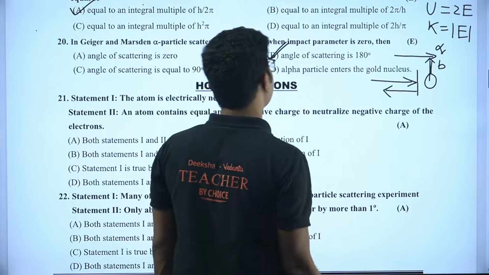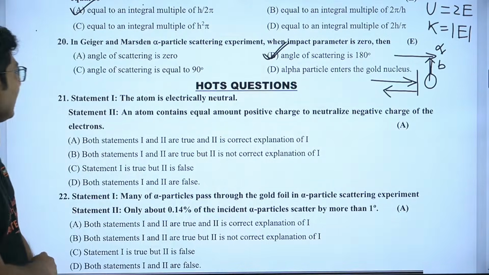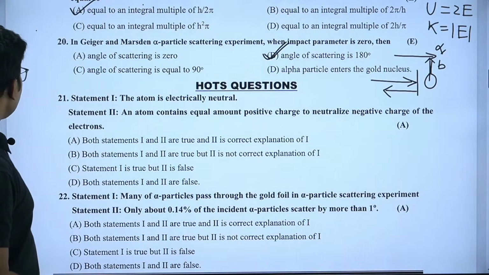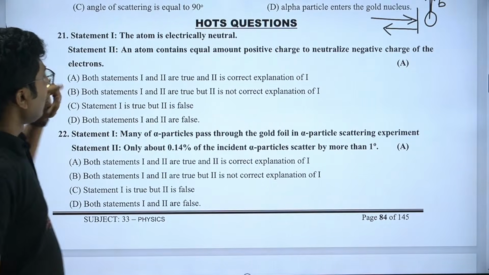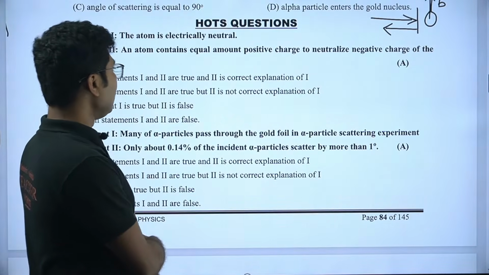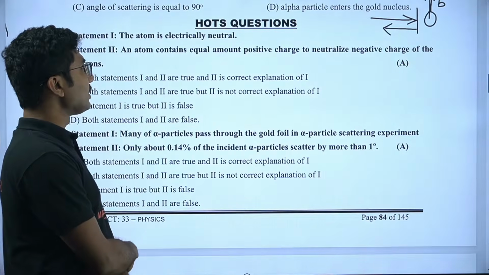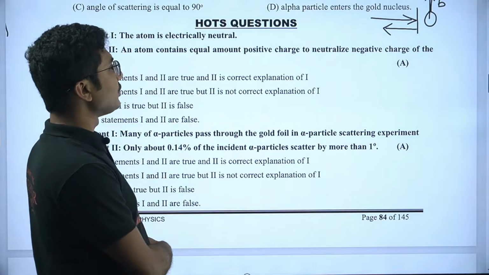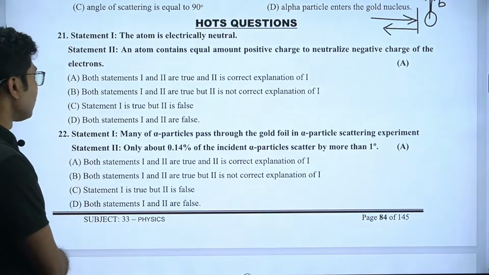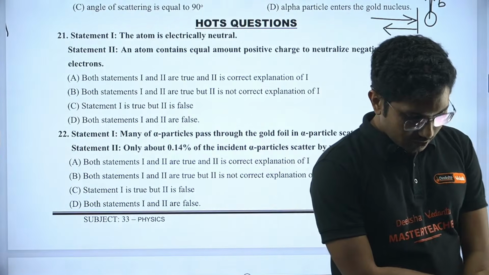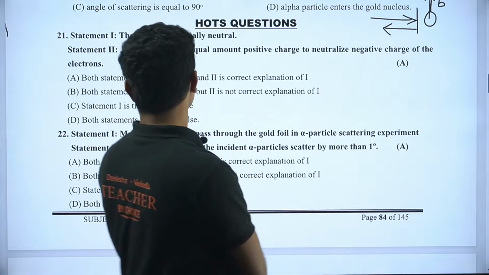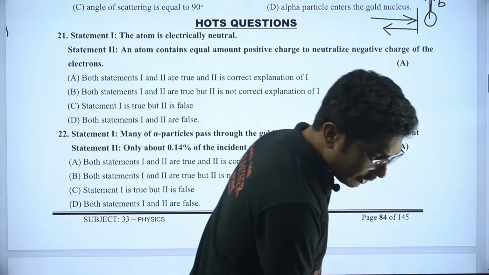This is a slightly tricky question. Even though it is given in the easy category, this is not super easy. Now the next few questions are statement based questions. The atom is electrically neutral. An atom contains an equal amount of positive charge to neutralize the negative charge of the electrons. Question number 21. So Nagaraj was saying 20B and Pooja was saying 20C.